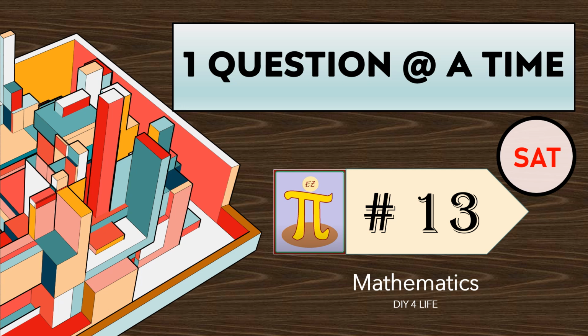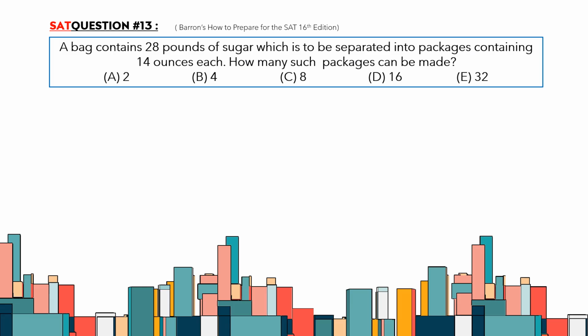Question number 13. A bag contains 28 pounds of sugar, which is to be separated into packages containing 14 ounces each. How many such packages can be made?